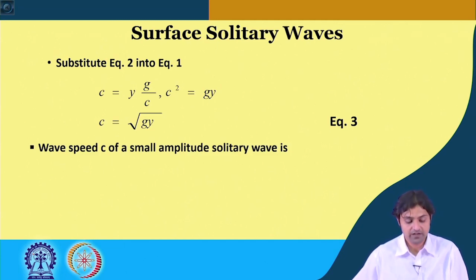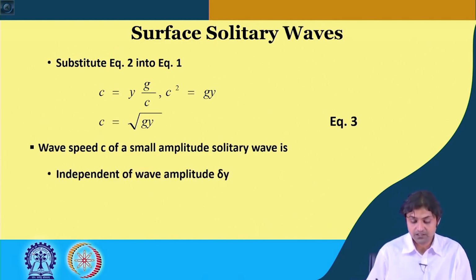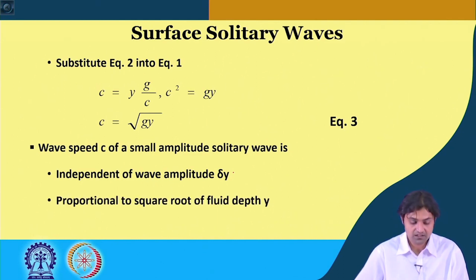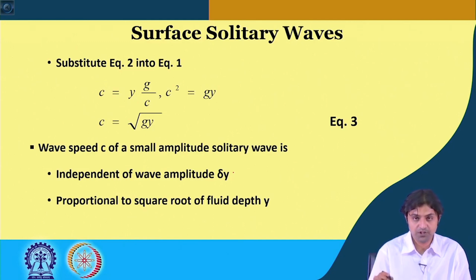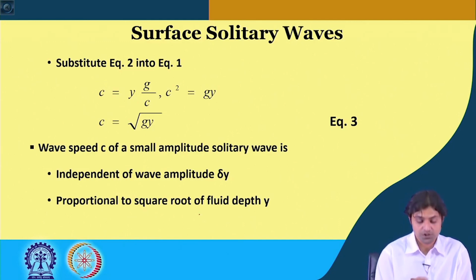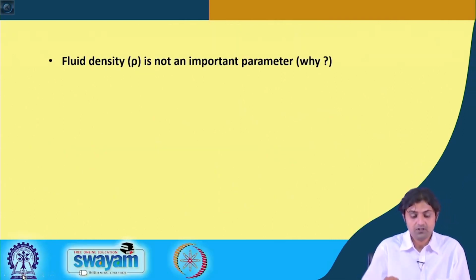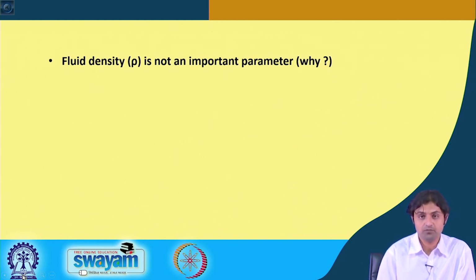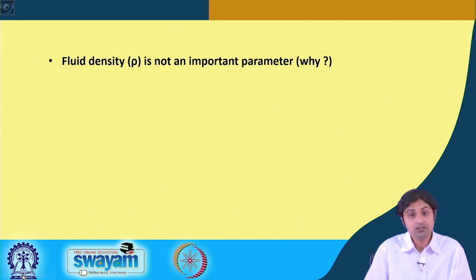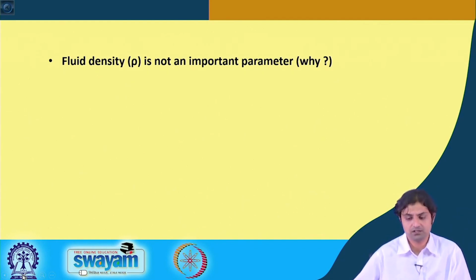So, the result is that the wave speed c of a small amplitude solitary wave is independent of the wave amplitude. If you remember, we have assumed that the amplitude of the wave was delta y. Okay. So, this c does not depend upon delta y. It is also proportional to the square root of fluid depth y, and c is equal to under root g y, which means it is proportional to square root of fluid depth y. Okay. Here fluid density is not an important parameter, and why is that? I think you think about it and we can later discuss it in the forum.